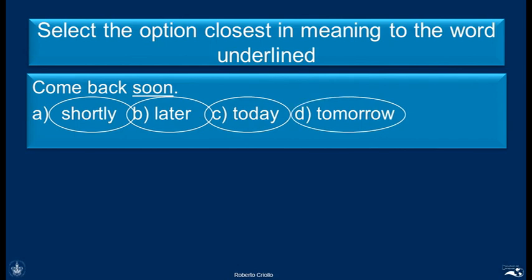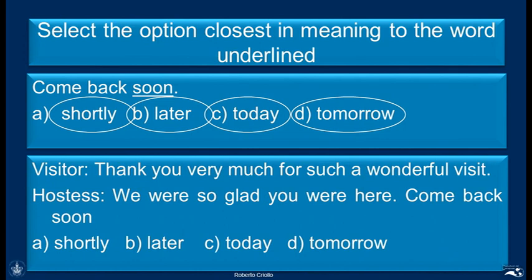We need to create a context so that there is just one correct answer. And so this is what we can do. We make it in the form of a dialogue. The visitor says, "Thank you very much for such a wonderful visit." And the hostess says, "We were so glad you were here. Come back soon." So now in this case, because there is a context, because there's a conversation, we can see that the only correct answer will be shortly.